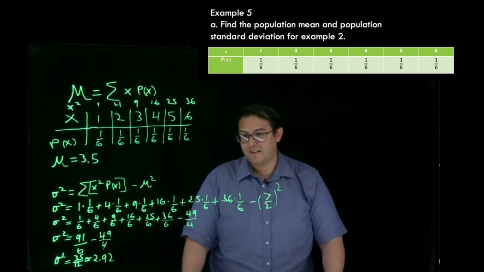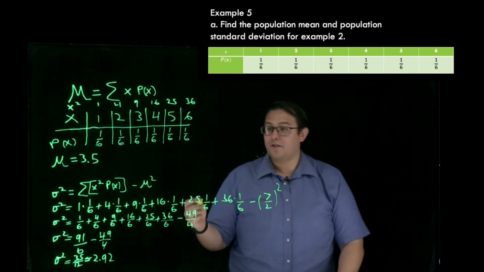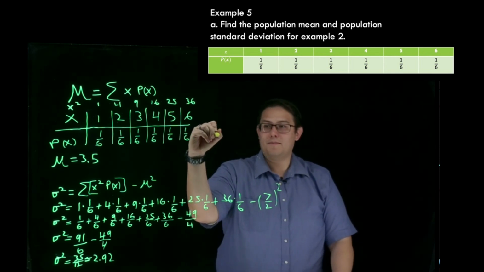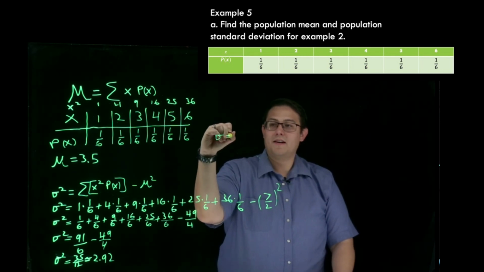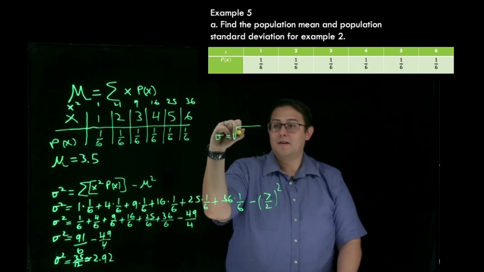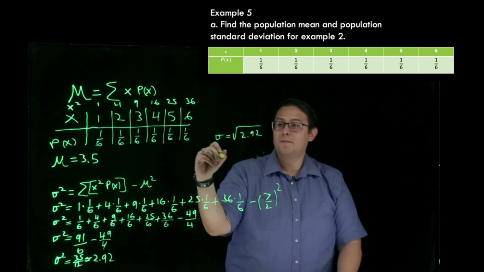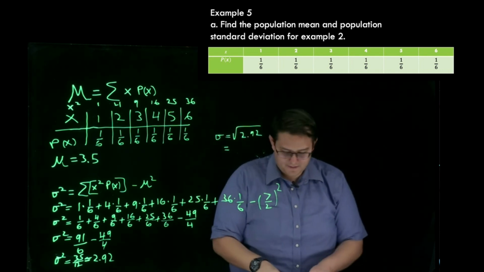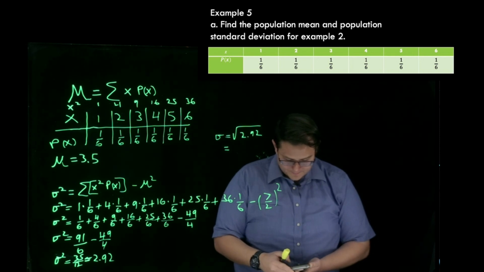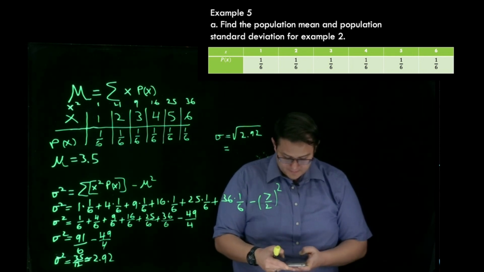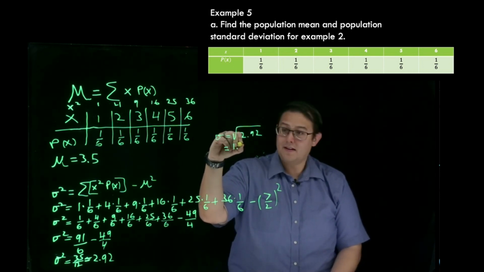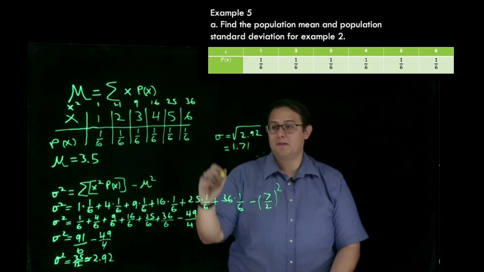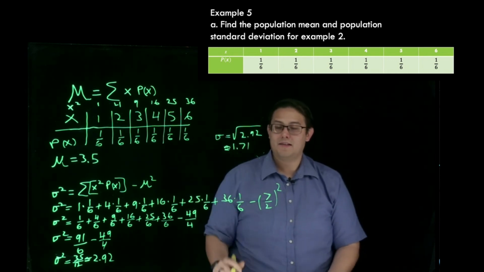And if you want the standard deviation, then you have to take the square root of all this. So sigma, regular old sigma, is going to be the square root of 2.92. So then, using the calculator again, we get the square root of 2.92 comes out to be 1.71 if you round to 2 decimal places. So approximately again.